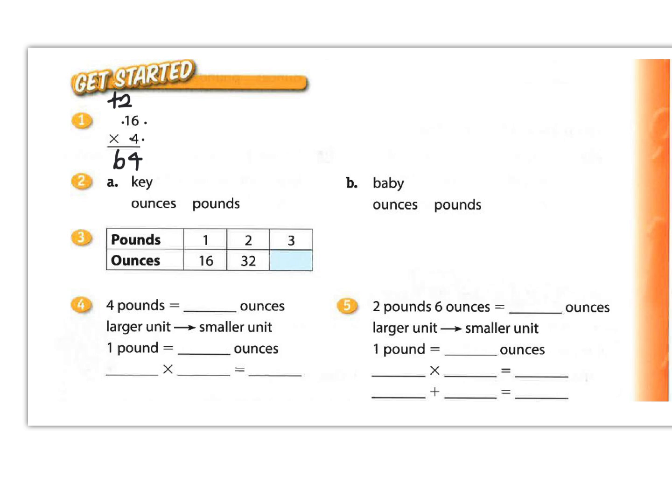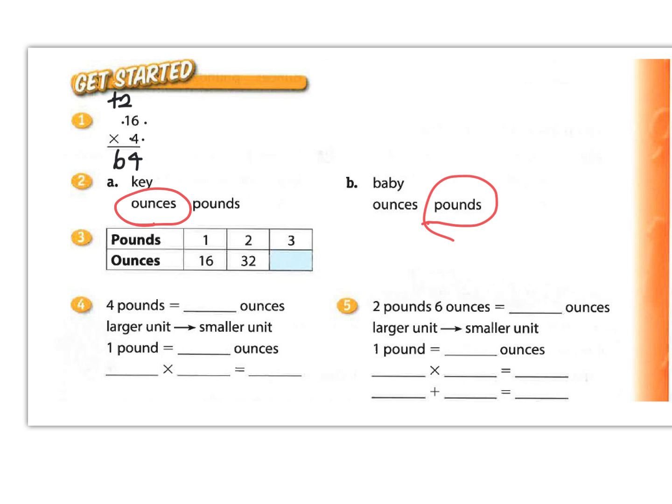Number 2 says, we have the key, we have ounces. Are you going to measure a key in ounces or pounds? Well, a key is pretty small, so you're going to measure a key in ounces. But a baby is a little bit bigger, and so they are measured in pounds.